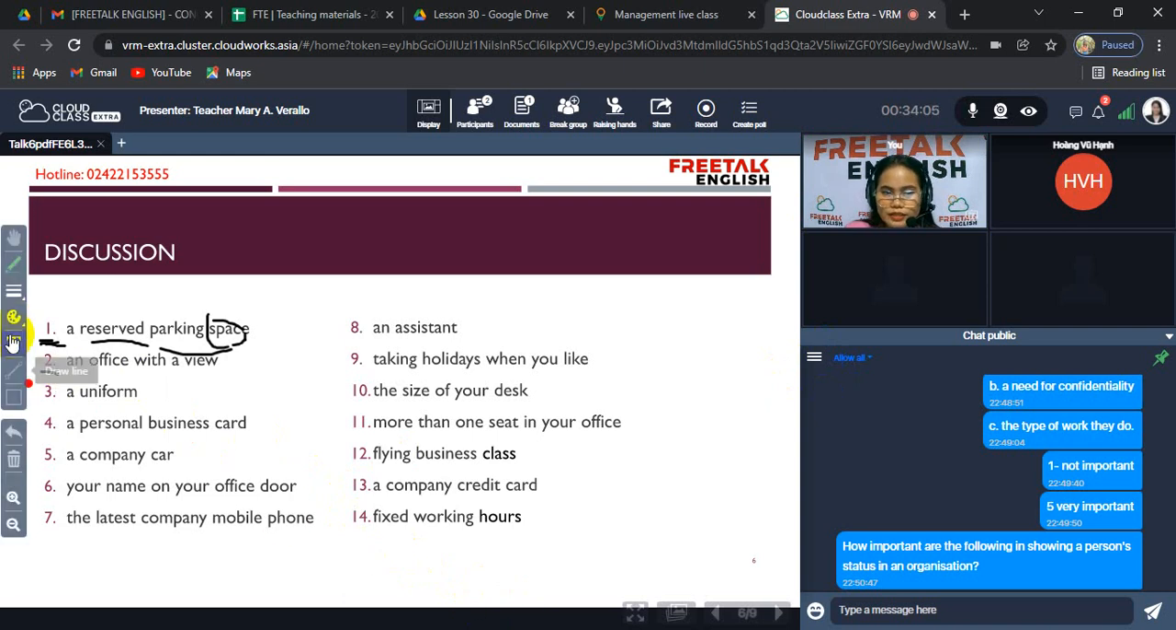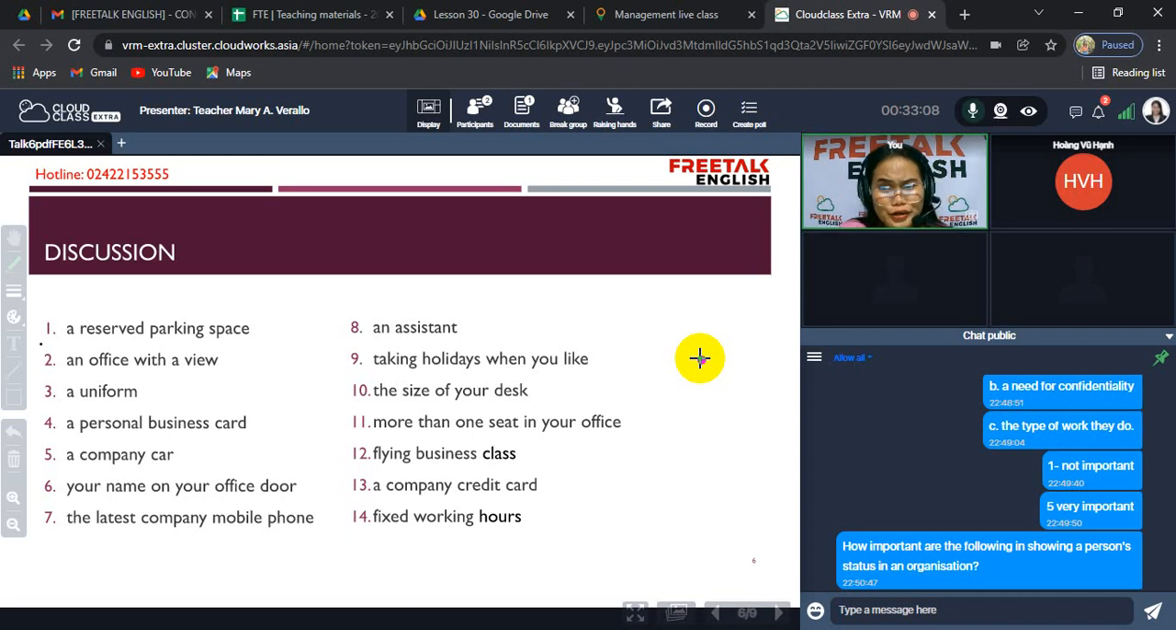Now, how about number two? Okay, can you read it first? An office with a view? Yes. How many points would you give for that? I think two. Why? A little important. Why would you say it's number two? Because if you have an office with a view, sometimes if you are too stressed, you can just look outside and relax. But it's not really that important. It's better to have it, but if you don't, that's fine. Okay, that's all.